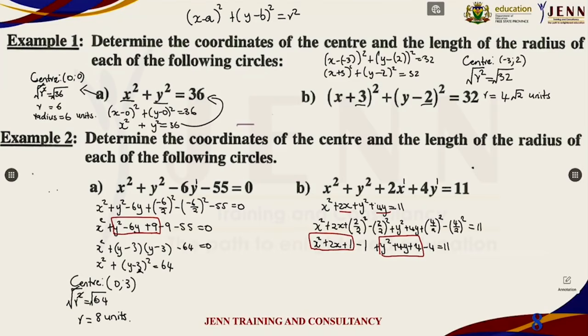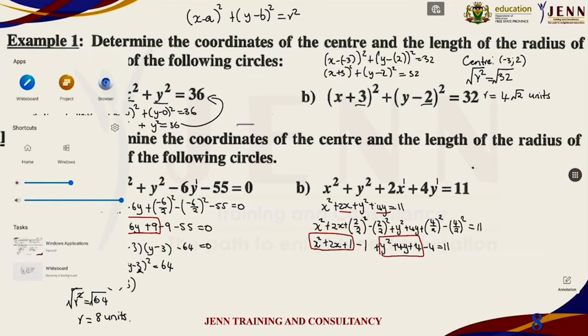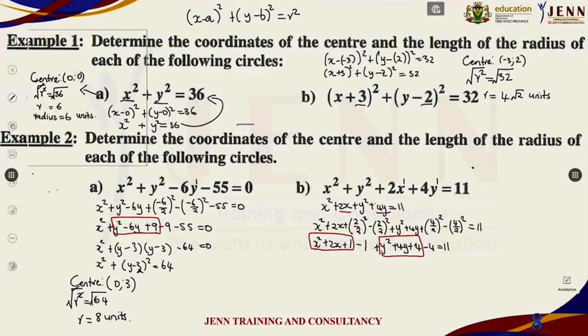We are okay. Let us come here. We are going to say x squared plus 2x plus 1 plus y squared plus 4y plus 4. I said -1 and -4. We transpose them to their best friend, which is 11, equals 11 plus 1 plus 4.